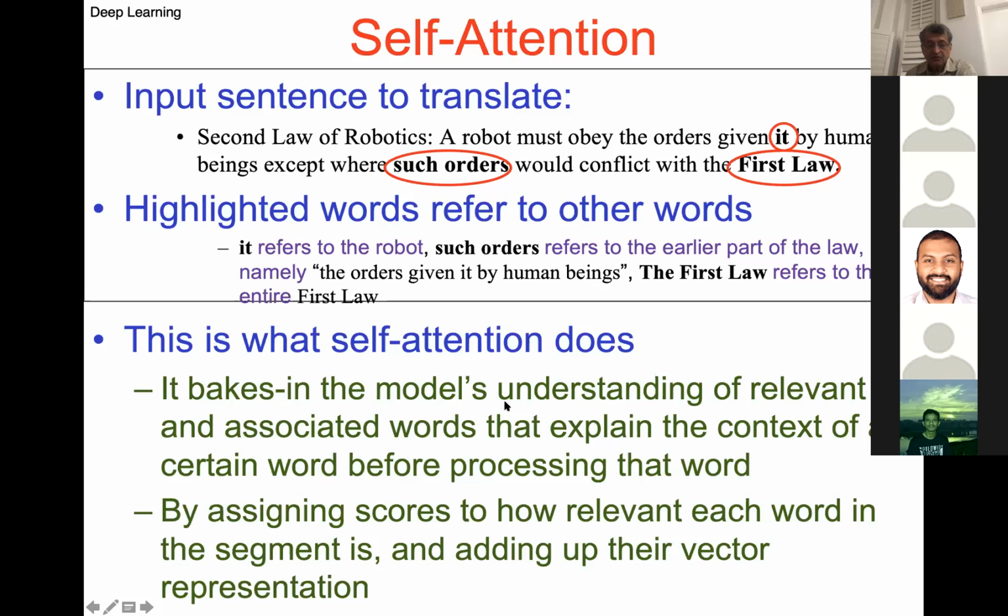It bakes in the model's understanding of relevant and associated words that explain the context of certain words before processing that word. So what are the associated words? And explain the context of a certain word before it makes the translation, by assigning scores to how relevant each word in the segment is and adding up their vector representation.